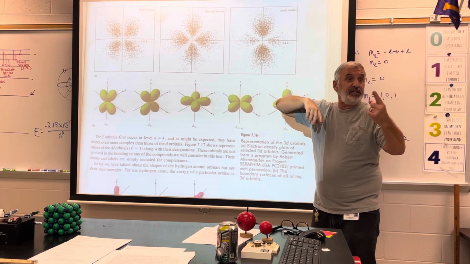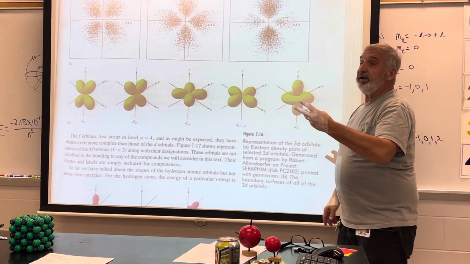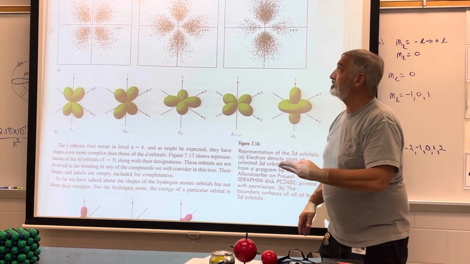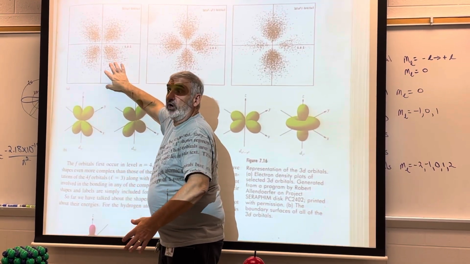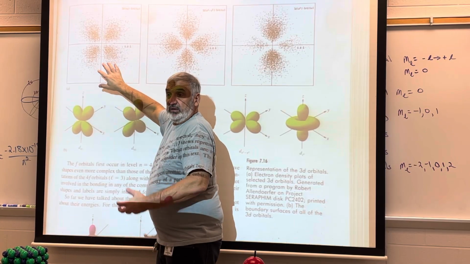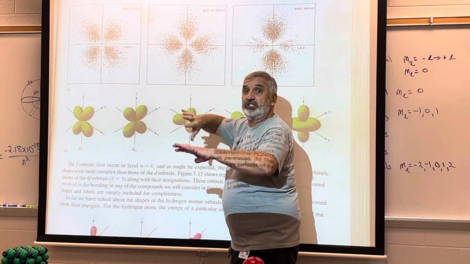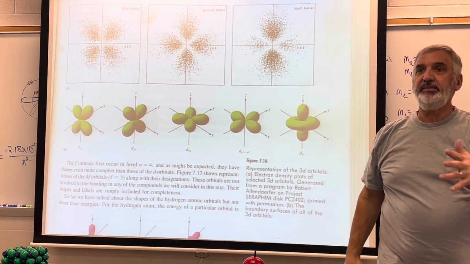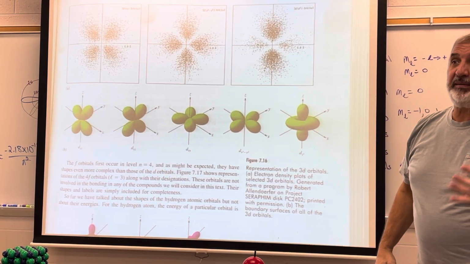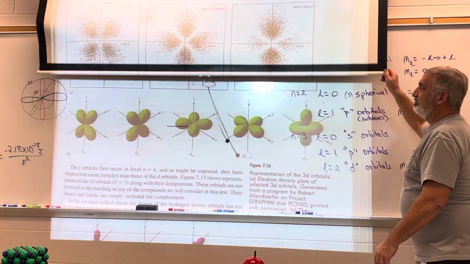You put in n equals 3, l equals 2, m sub l equals, let's just say, minus 2, and you're going to plot where the electron's going to be, and it's going to show up like this. m sub l equals minus 1, it's going to show up like this. These are just the different orientations in space where the electron's most probably going to be. Again, high-level math. All of this is pretty complicated.